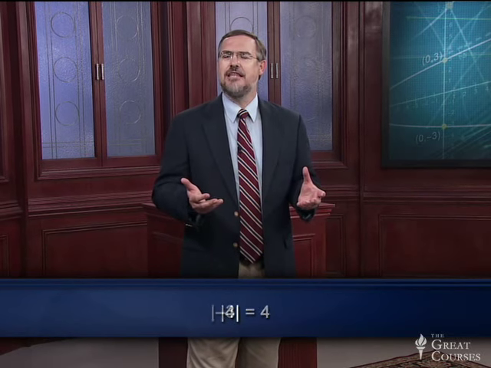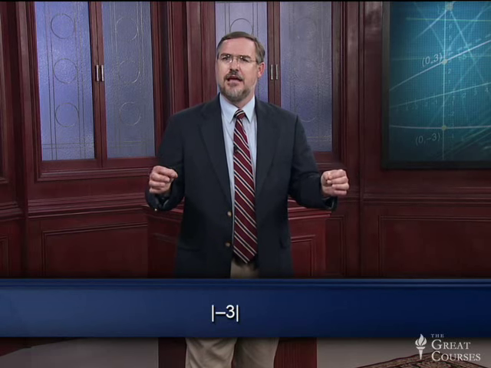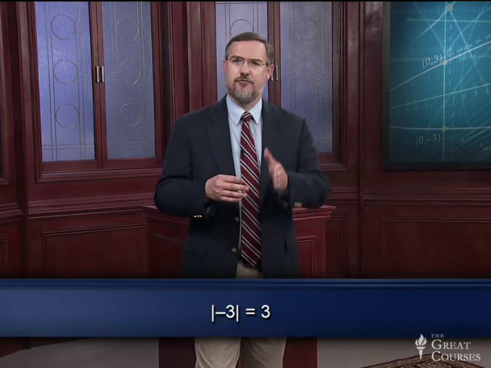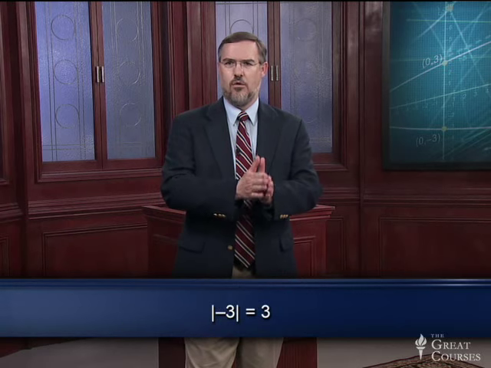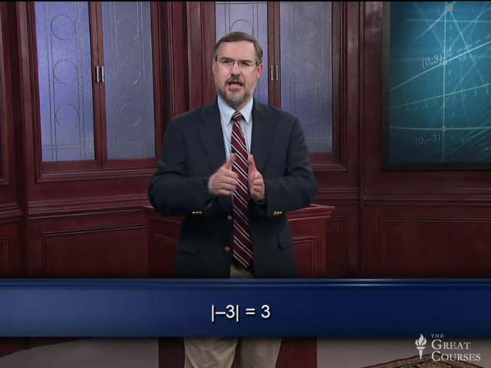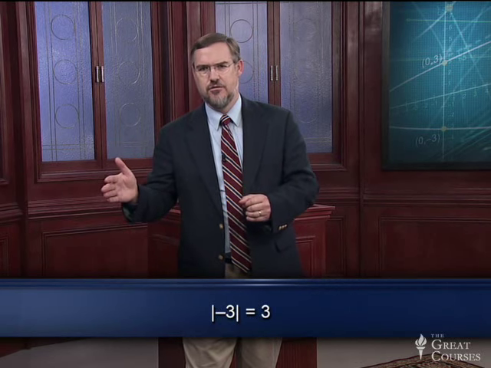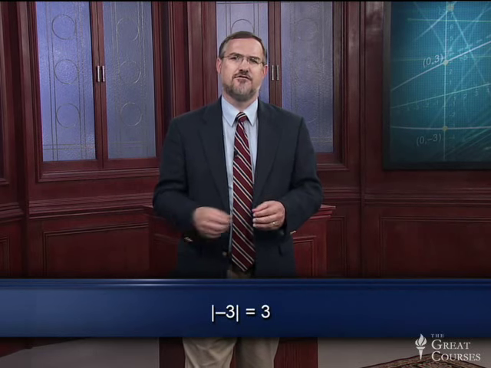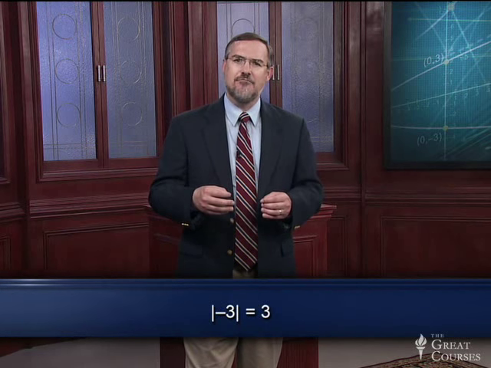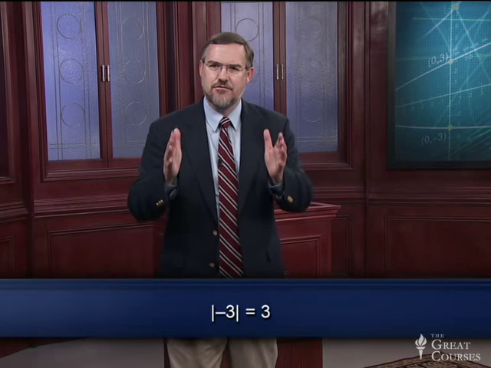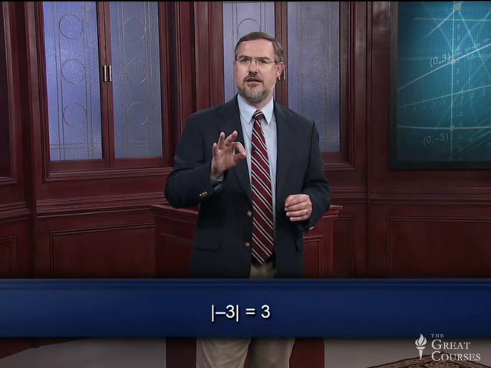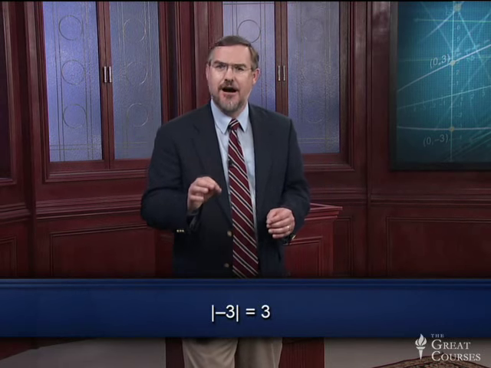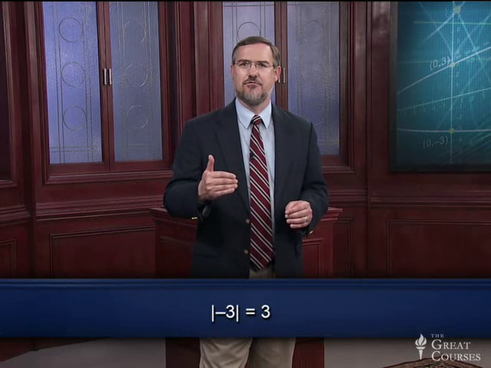Well, how about the absolute value of -3? Well, how far is the number -3 from the origin on the number line? The answer is 3, because if we started at the origin, we'd have to go one step to the -1, then another step to the -2, and then a third step from -2 to -3. And that means that the absolute value of -3 is exactly 3. And I want you to notice that it's +3, not -3.